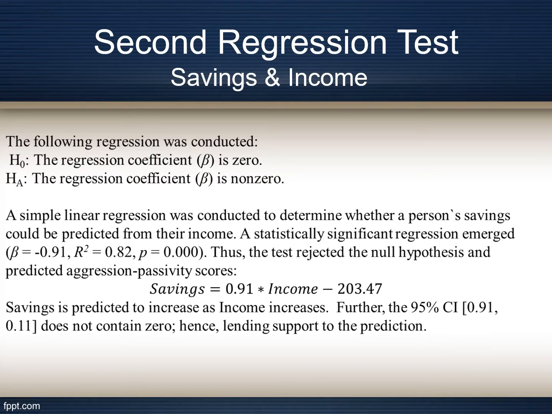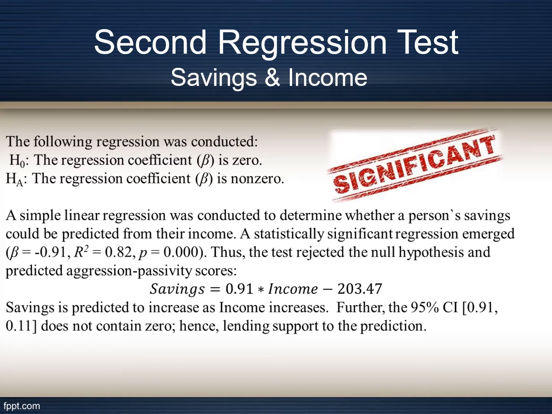The second regression test was savings and income. The following regression was conducted. The null hypothesis was the regression coefficient is 0. The alternative hypothesis was the regression coefficient is not 0. A simple linear regression was conducted to determine whether a person's savings could be predicted from their income. A statistically significant regression emerged. Beta equaled negative 0.91, r squared equaled 0.82, and p equaled 0.0.